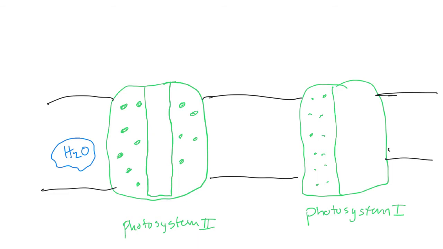Okay, so these black lines represent our membrane. What was the membrane called? The thylakoid, yes, good. So the thylakoid membrane, this is where all of these Z diagram participants are located.